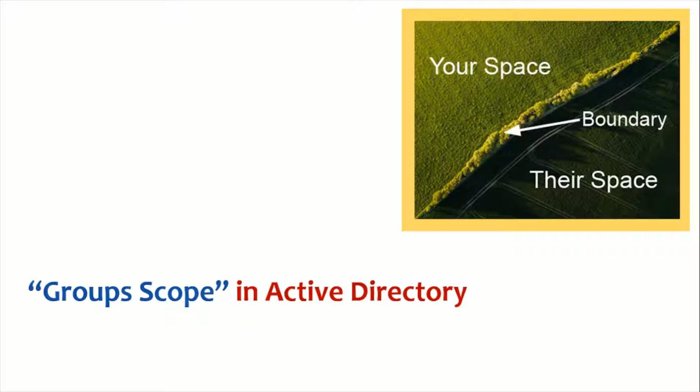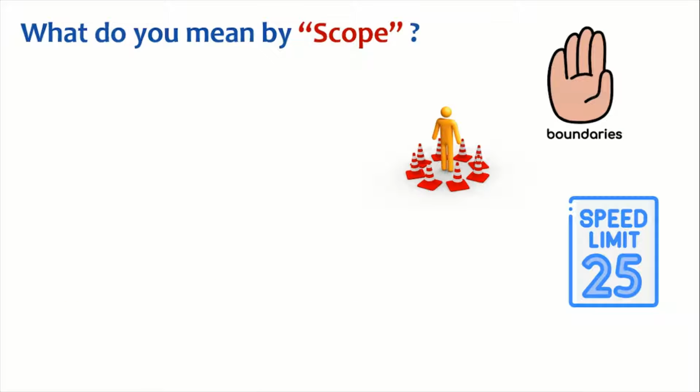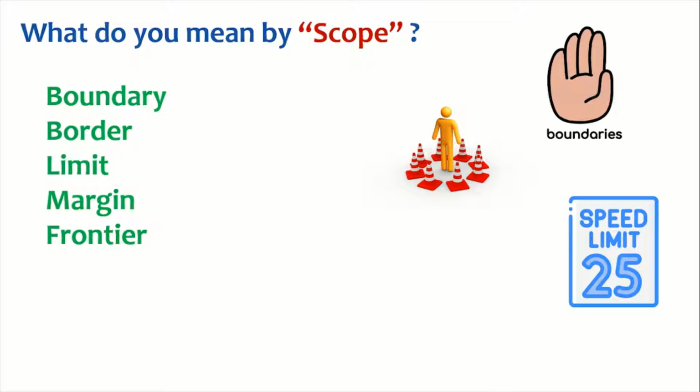So let us understand group scope in the world of Active Directory. Now what do you mean by the term scope? Nothing but boundary or border, you can say limit, margin, frontier, whatever. So let's take it that scope refers to a border or boundary.